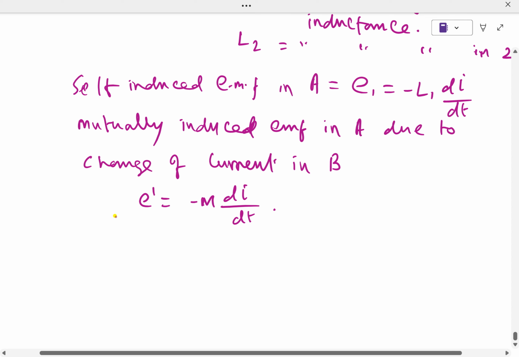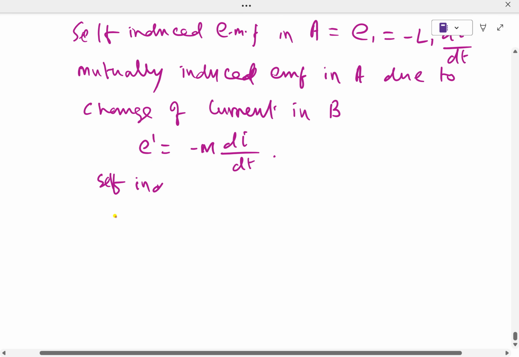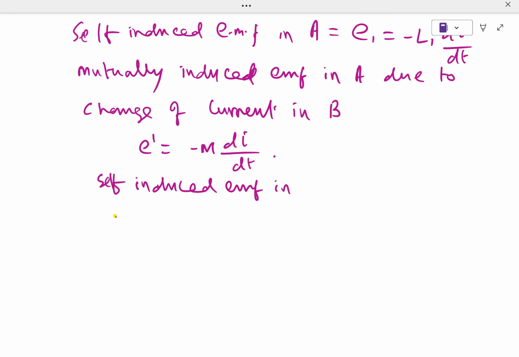Self-induced EMF in B, let it be E2, is equal to minus L2 di by dt.